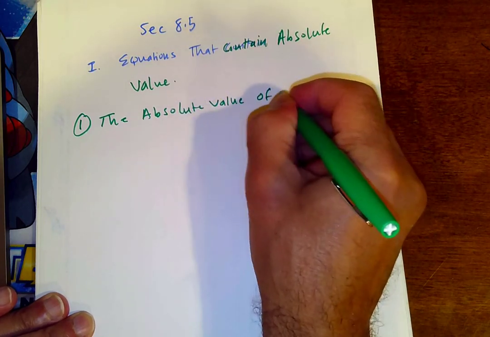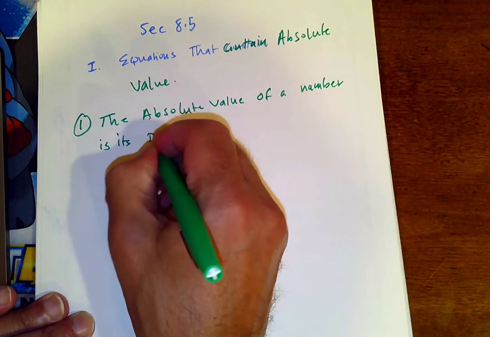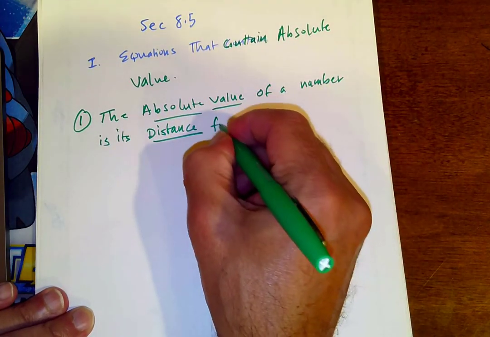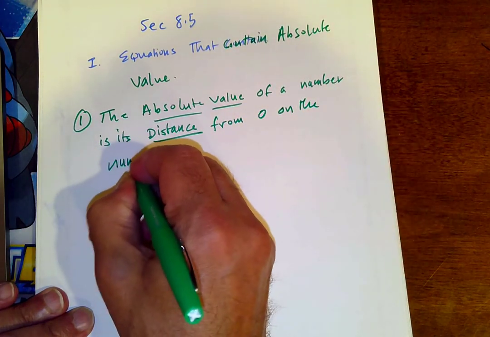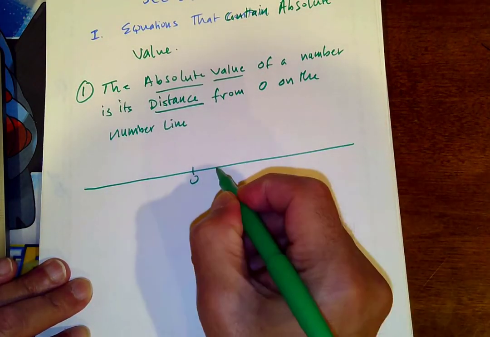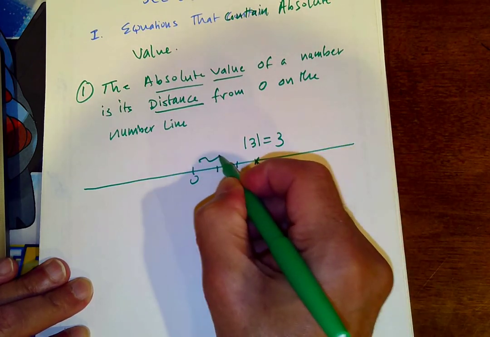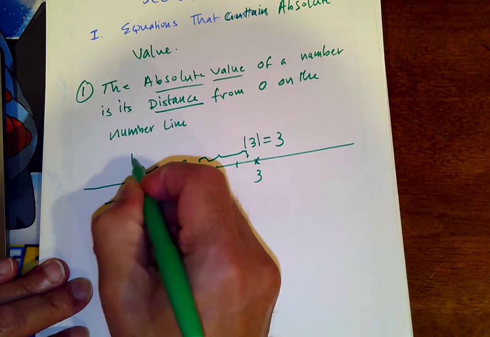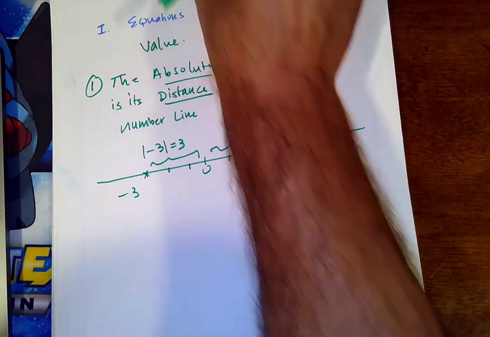The absolute value of a number is its distance, so it has to be positive because distances cannot be negative, from zero on the number line. So for instance, the absolute value of 3 is 3 because 3 is 3 units away from 0, and the absolute value of negative 3 is also 3 because negative 3 is 3 units away from 0 on the number line.